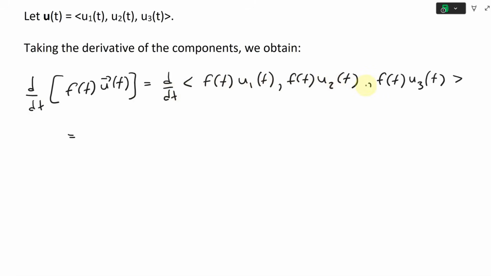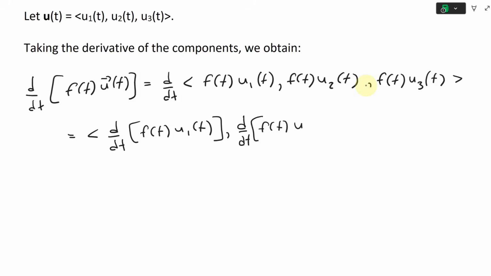So we could just use that. Again, just basic vectors. Now we put that inside the d/dt, so we're taking a derivative of each one. This is now d/dt of f(t)u1(t), and now d/dt of f(t)u2(t), and then d/dt of f(t)u3(t), like that.